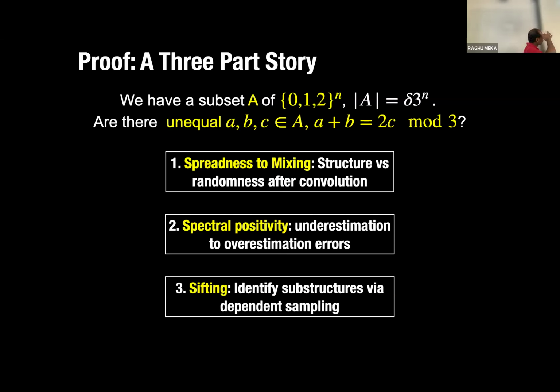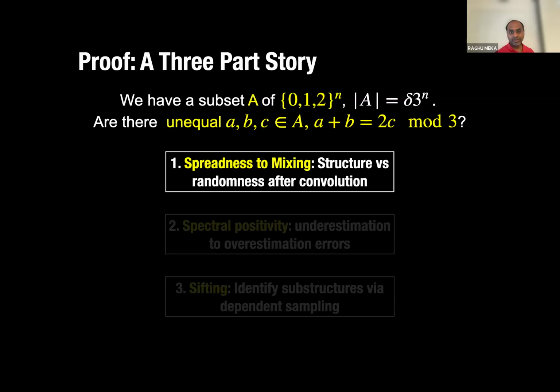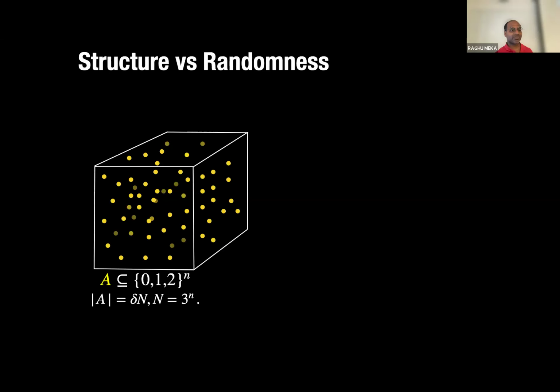And the proof kind of has 3 parts. The first part is what we call spreadness to mixing. And it uses an old technique in math, combinatorics and computer science called structure versus randomness, but with a twist. And then it has two standalone ingredients, which I'll talk about. Let's start with the first part, the spreadness to mixing. What does it mean?